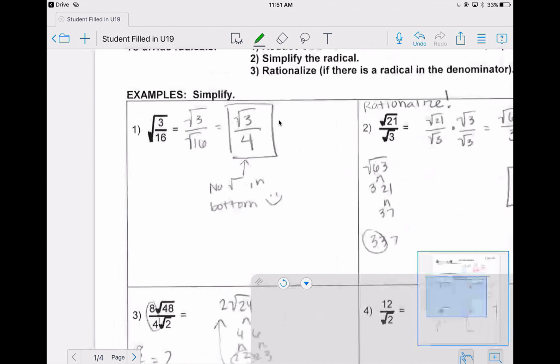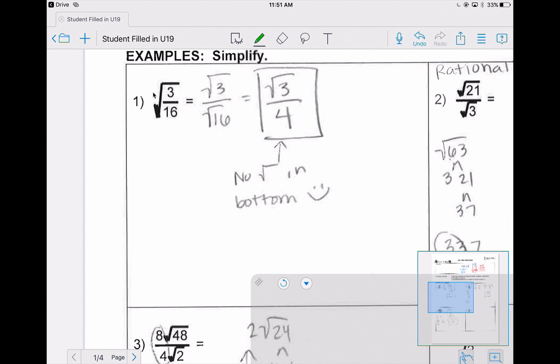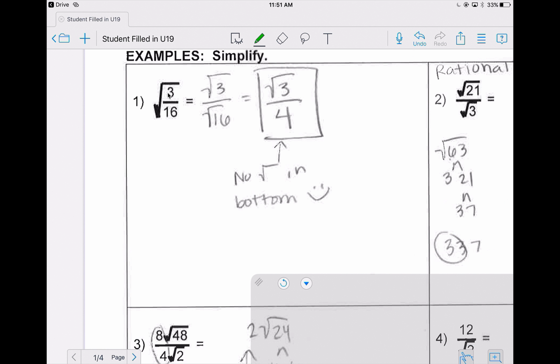Okay? So step 1, or example 1, we can break this up. So we have the square root of 3 over 16. We can break this up into the square root of 3 over the square root of 16. Now the square root of 16 is a perfect square. The square root of 16 is 4. We have simplified the square root on the bottom. We have not done anything with the square root on the top. But because there is no square root in the bottom, we can stop there.